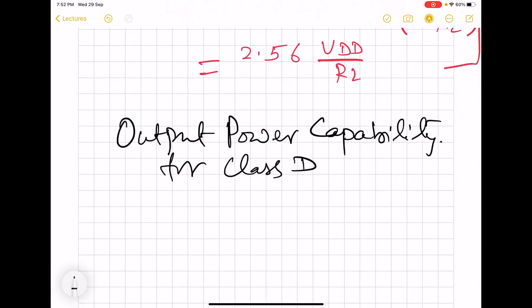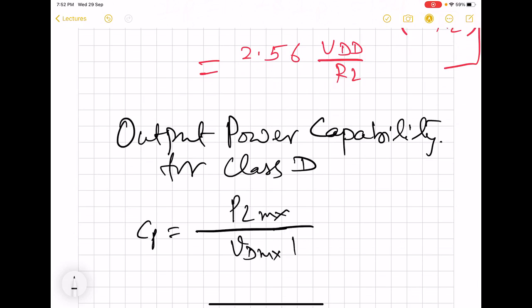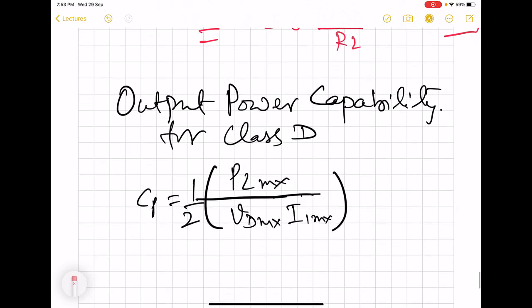For class D, here we have to calculate load power maximum divided by the maximum voltage stress and maximum current stress. But in this case, we have two MOS. So the power delivered to the load is actually contributed by both. That is why we divide it by 2. So this is the definition for two transistors. Earlier we had only one transistor.